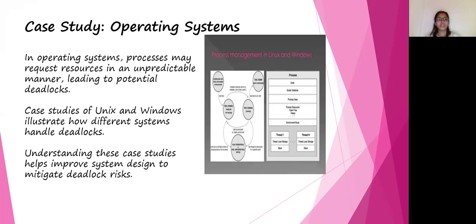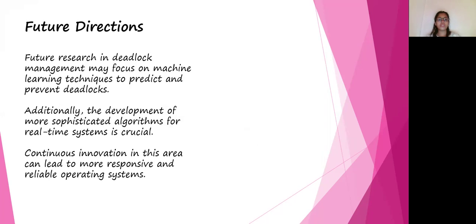Case study: operating systems. In operating systems, processes may request resources in an unpredictable manner, leading to potential deadlocks. Case studies in Unix and Windows illustrate how different systems handle deadlocks. Understanding these case studies helps improve system design to mitigate deadlock risk.